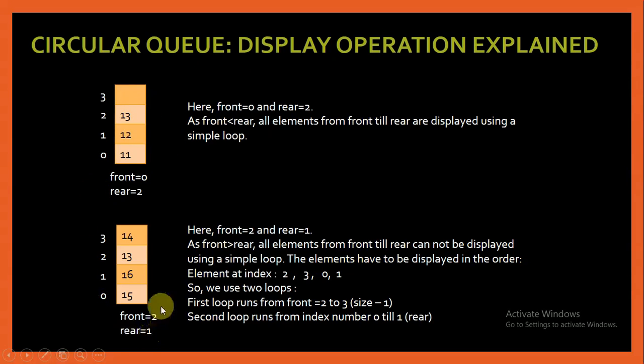But if this is my queue, we can see in this case front is 2 and rear is 1. So front is greater than rear. In this case we will use 2 loops. First it will display elements 13 and 14, index number 2 and index number 3, and then it will start from 0 and go till rear. So it will display index number 0 and index number 1. So we will require 2 loops, one from front till max -1 and the other from 0 till rear.